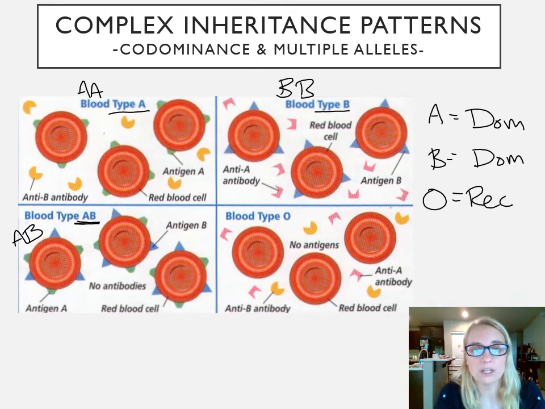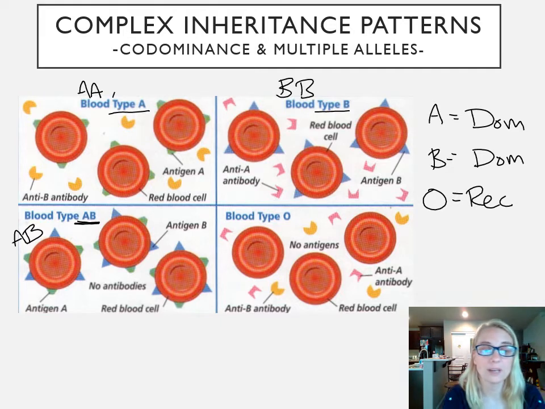Well, not all genes have just 2 choices. There are some genes that have more than the 2. And so that's what we call multiple alleles. In our blood type example, we have 3 choices. We have A allele, B allele, and O allele. So we could have different combinations. And in this case, O happens to be recessive to both A and B. So what that means is we can now expand on the genotypes that would give us our various phenotypes.